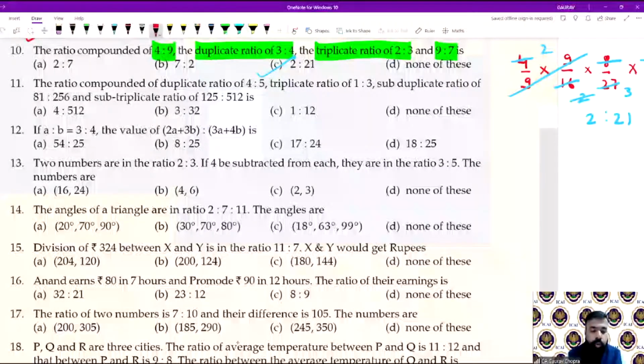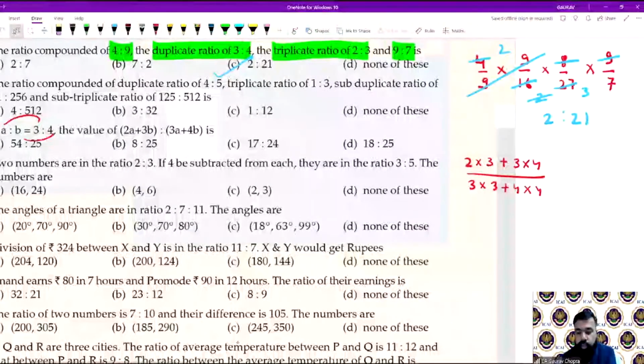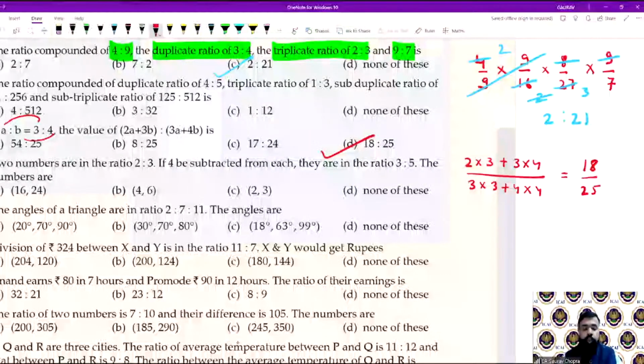So simply what we have to do is substitute the values. A is 3, the antecedent, and B is 4, the consequent. So 2 into 3 plus 3 into 4, divided by 3A plus 4B. So 3 into A is 3 plus 4B, so it is 4 into 4. How much are we getting? 6 plus 12 is 18, and 9 plus 16 is 25. So 18 ratio 25.